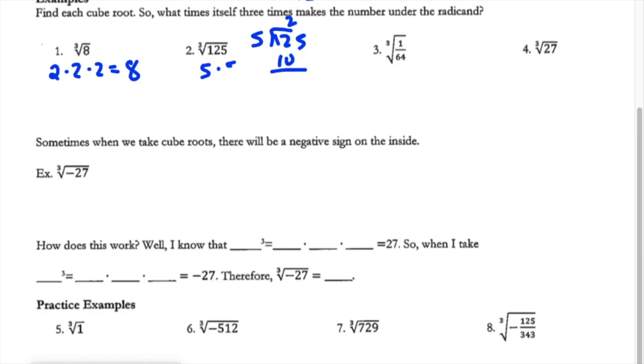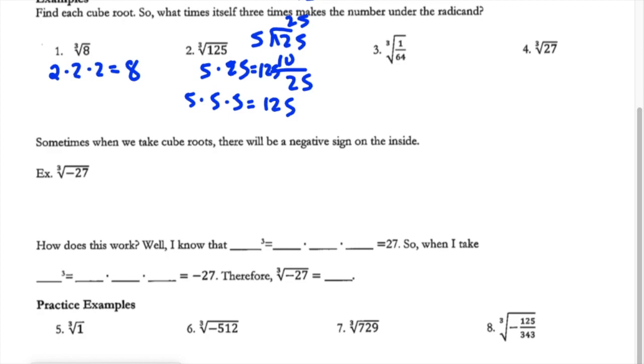10 is 25, and then 5 times 25 is equal to 125. Okay, so I still need to break this up, because remember, for a cube root we need the same number multiplied by itself 3 times. As I know, the square root of 25 is going to be 5. So 5 times 5 times 5 I know is equal to 125.